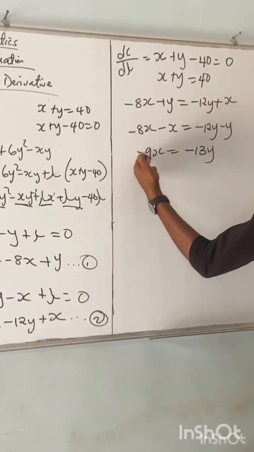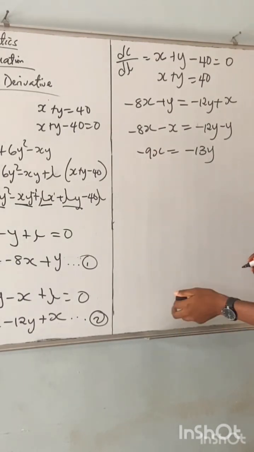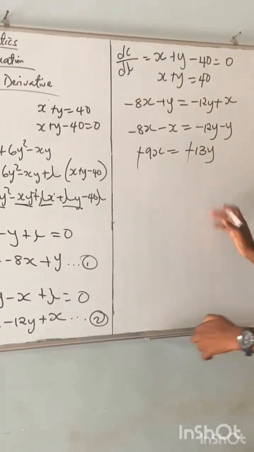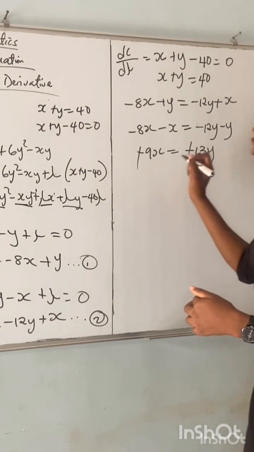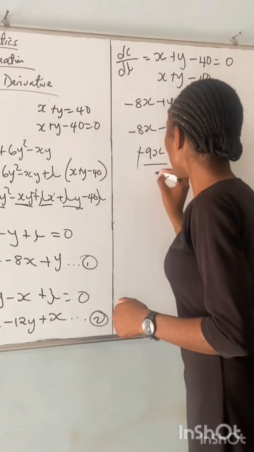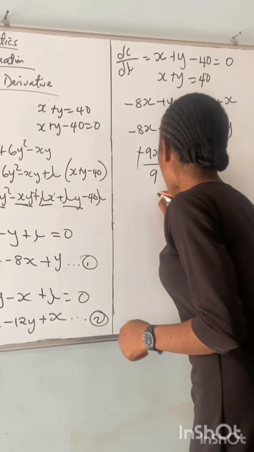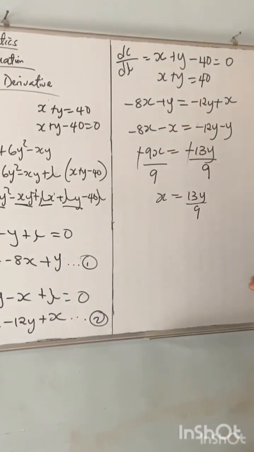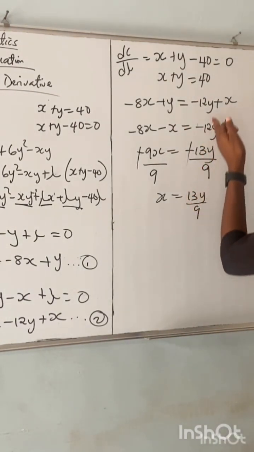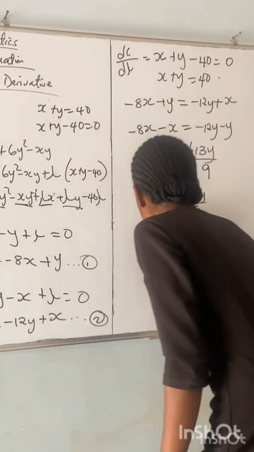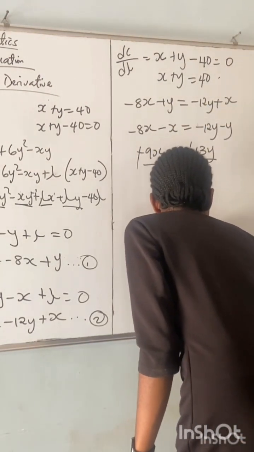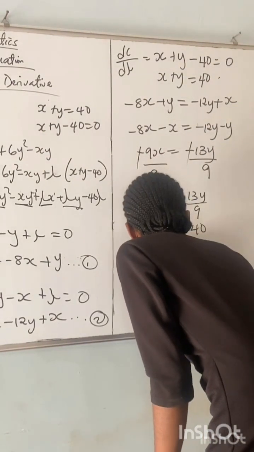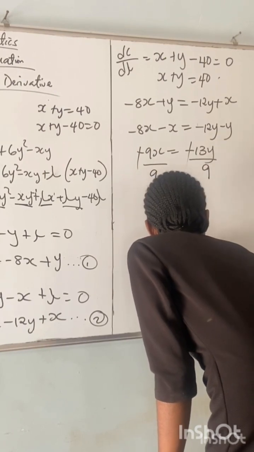Since we are both having minus in each case, I can strike out the minus. So we'll be having 9x to be equal to 13y. Now from here, I want to make my x subject of the formula, so we'll be dividing through by 9. Our x will be equal to 13y over 9. Now we have gotten this, we can now substitute into our constraint. So our x plus y is equal to 40. Now I'm using 13y over 9 for x. So we'll be having that 13y over 9 plus y is equal to 40.